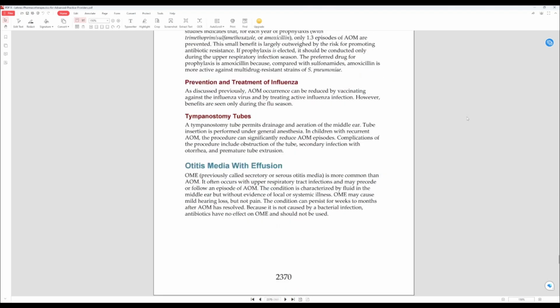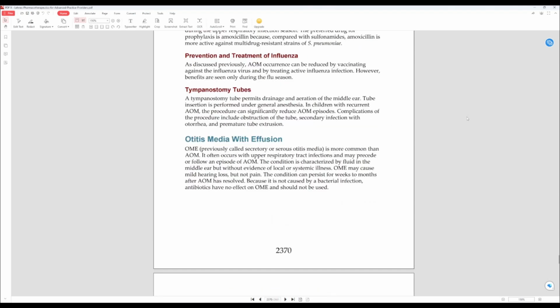Preventing and treating the influenza. As discussed previously, AOM occurrences can be reduced via vaccinating against the influenza virus and by treating active influenza infection. However, benefits are only seen during the flu season.